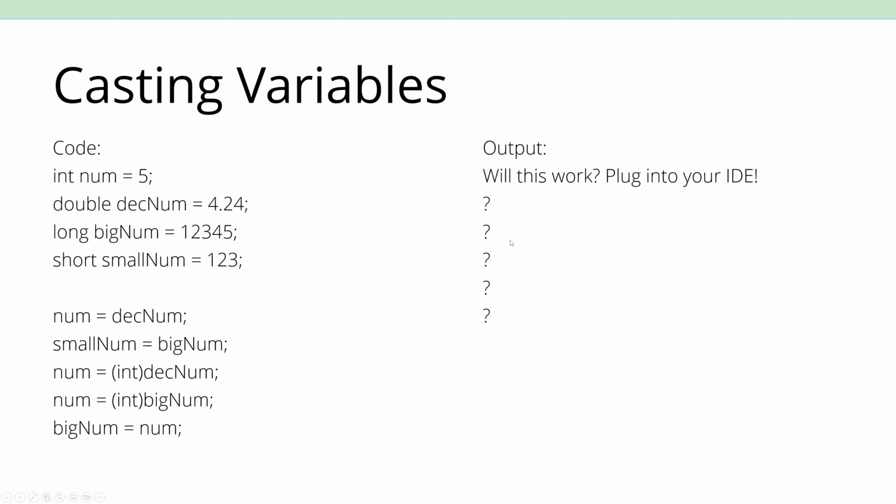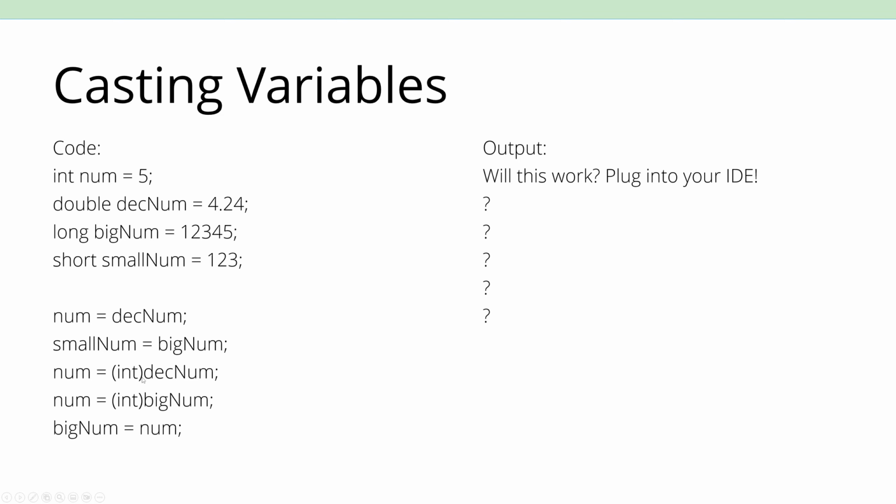All right, now I have an exercise for you. On this slide, I have 4 variables: an int type, a double type, a long type, and a short type. I want you to predict first whether the following lines of code down here will work. Can I put a double type inside an int type? Can I put a long type inside a short type? Remember, a decimal inside an integer, a 64-bit number inside a 16-bit container.